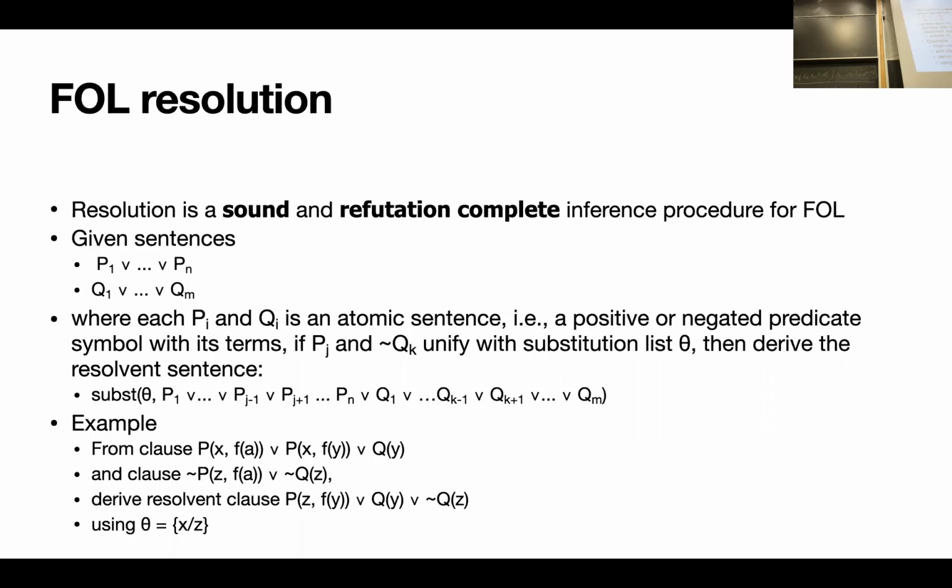For example, what if we have this clause: P of x comma f of a, or P of x comma f of y, or Q of y. And we have this other clause: not P of z comma f of a, or not Q of z. How do we apply the full resolution rule here?